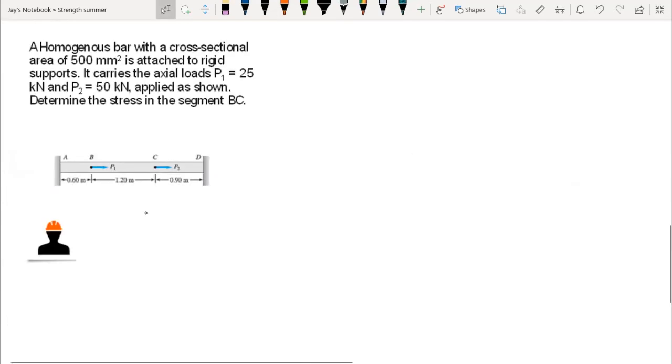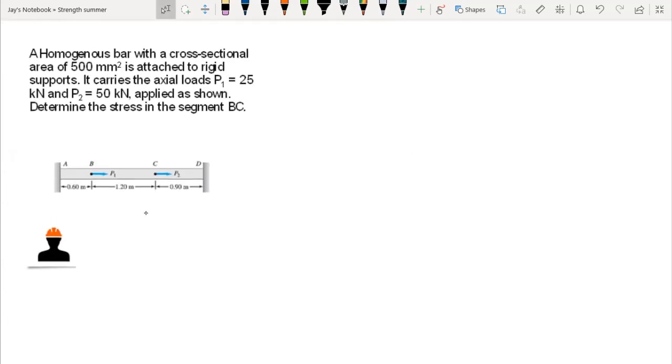Now we have second example. We have a homogeneous bar with a cross-sectional area of 500 square millimeter attached to rigid support. It carries the axial load 25 kilonewton, that is P1, and 50 kilonewton, that is P2, and determine the stress in segment BC. So we have to determine the stress of the segment BC.